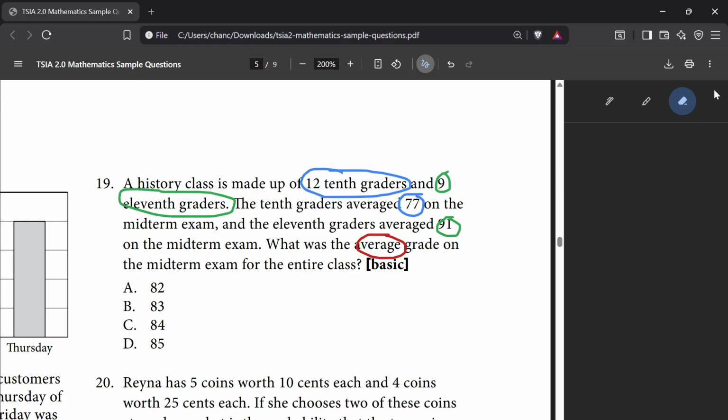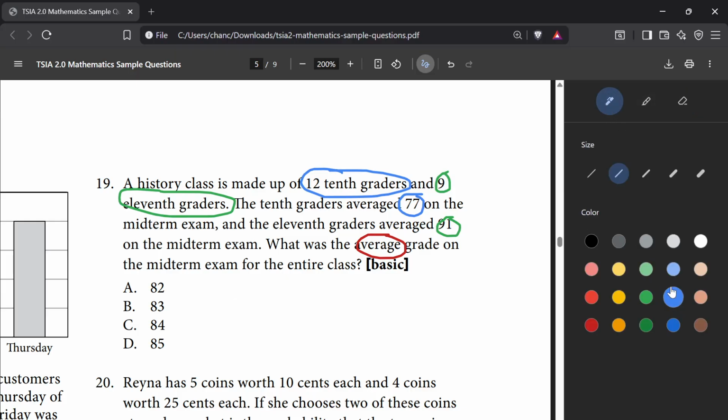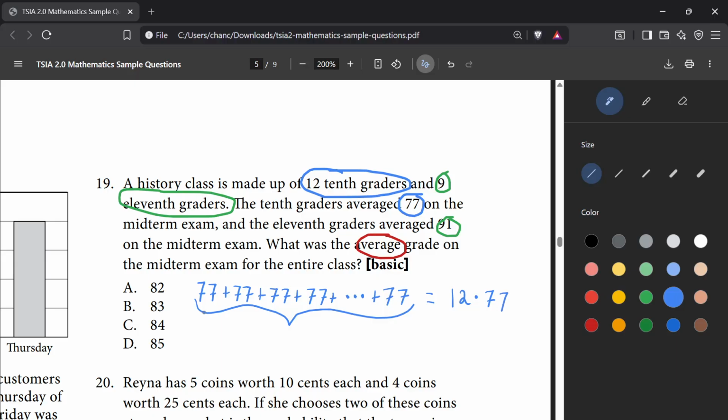I'm going to take the number 77 and add that up a total number of times equal to the number of 10th graders. So we've got 77, there's 1, and then 2, and then 3, and then 4. Well, this would be correct. I would do this over and over and over until I got 12 of them. But repeated addition limitations invented multiplication just for this reason right here. If you're adding up the number 77 over and over, that's really just going to be 12 times 77.